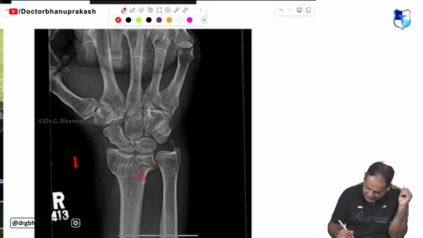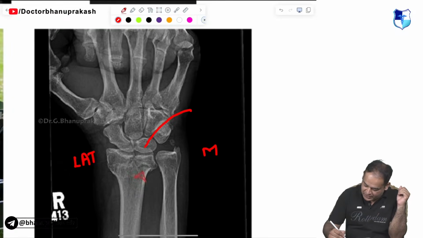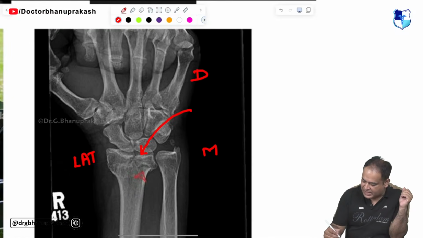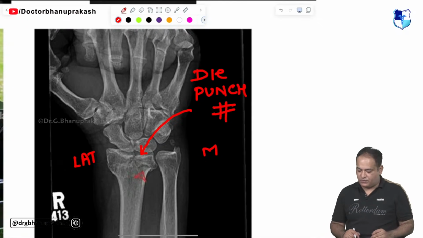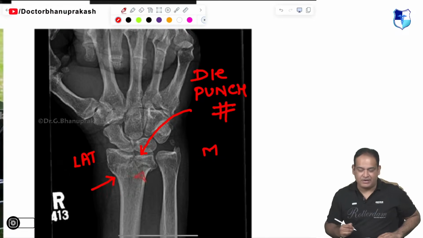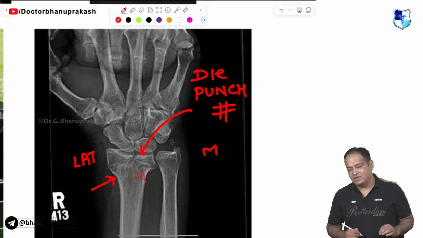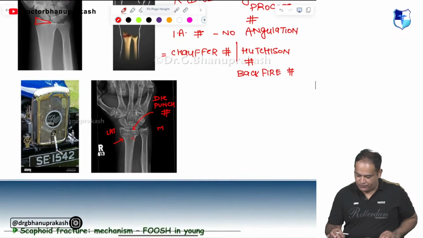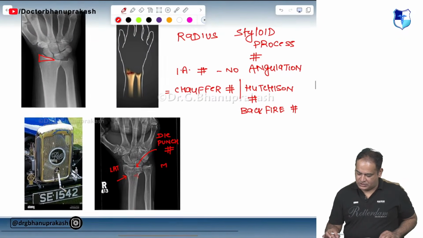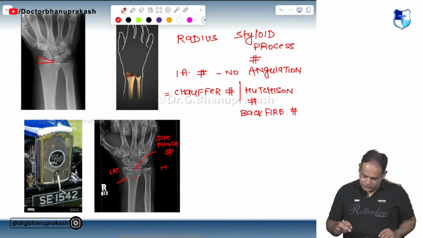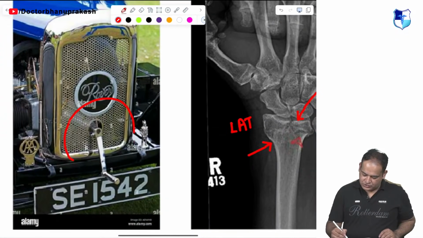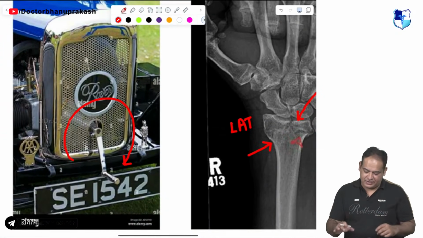Now, you see, this is the lateral side, this is the medial side. So if you get to see a fracture on the medial side, this is Die-punch fracture. Chauffeur fracture is on the lateral side, also known as Hutchinson fracture, also known as backfire fracture. Fine. So this is the way we used to start the cars, and this handle will hit the radius.